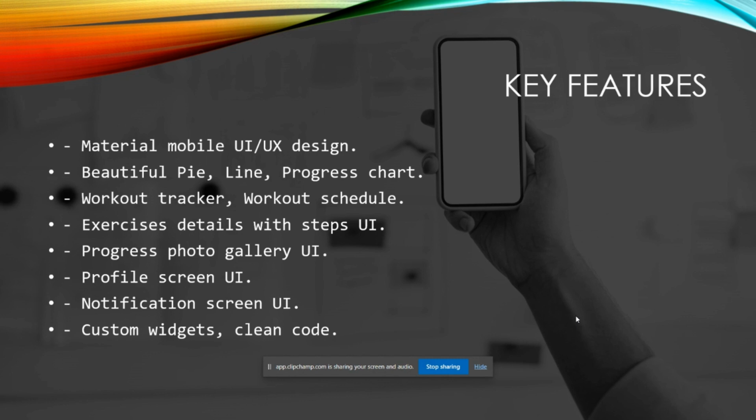So here are the key features that I brought into it: material mode, UI, UX design. I introduced pie charts, line graphs, everything like that. I wanted to see how to do that because that's interesting to me, because I come from an accounting background. So having an application that has that is nice because who knows where the future may take me. I wanted a workout tracker, workout schedule, exercise details with steps UI, photo gallery, profile screen, navigation screen, notification screen. I even created a whole bunch of different fitness application screens, activity tracker, finished workout screen.